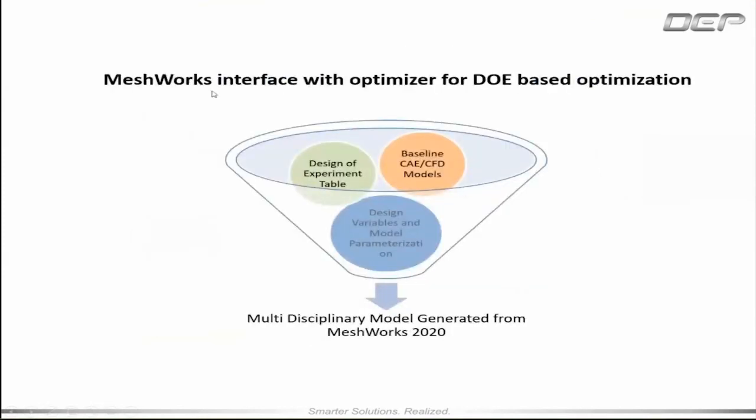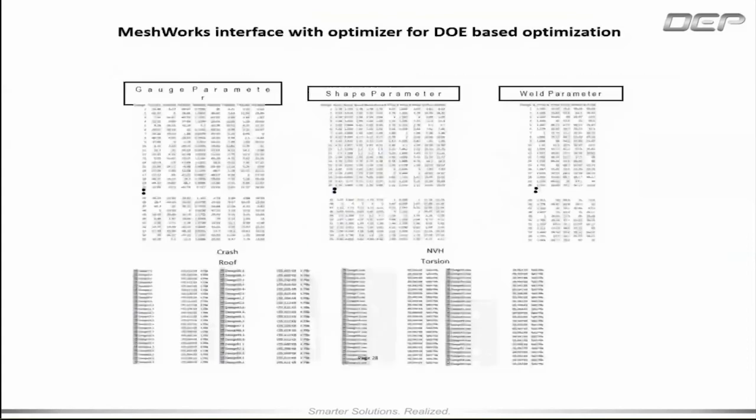And the next slide is our MeshWorks interface, with everything put together as our baseline CFD or CAE model. From there, a design of experiments table, design variables and model parameterization, we would get a multidisciplinary model generated from MeshWorks 2020. This is a very easy and clear flowchart where you can do the modeling process, morphing process and parameterization, and do the optimization very quickly and efficiently.